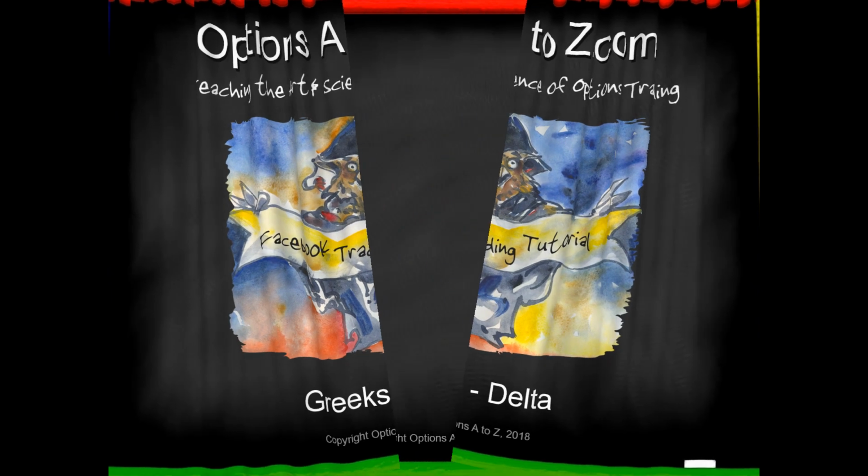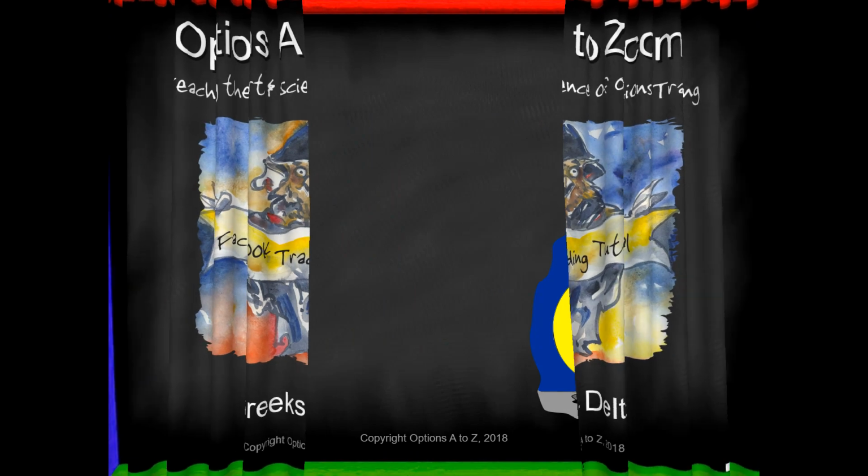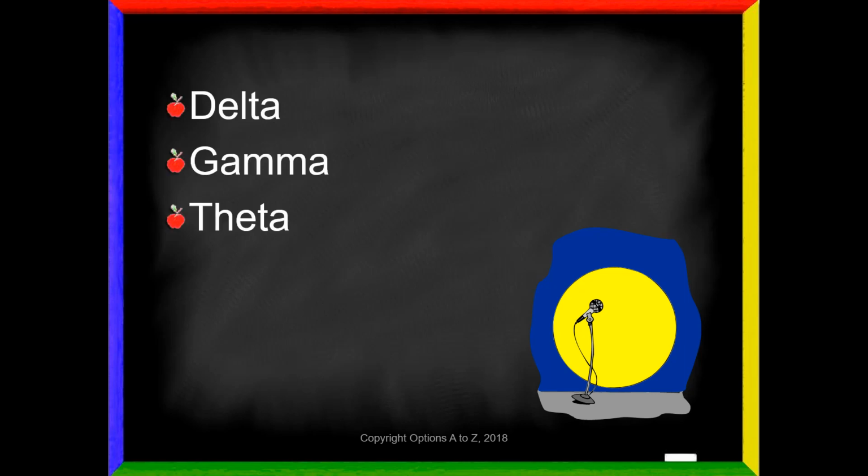So let's get started with today's Greek, delta. First of all, there are 5 key Greeks that you need to understand. There's delta, gamma, theta, vega, and one called rho. I'm not going to be touching on rho because, quite honestly, at least for the US, it's not real important. It has to do with an option's sensitivity to interest rates. Because our interest rates are fairly low and fairly stable, it doesn't really play a big part in options.